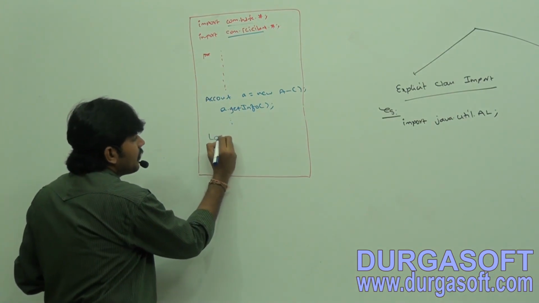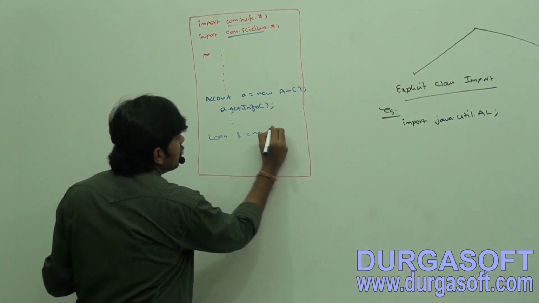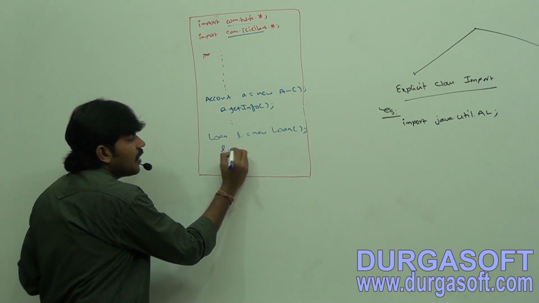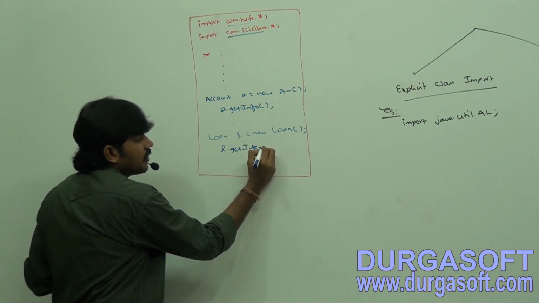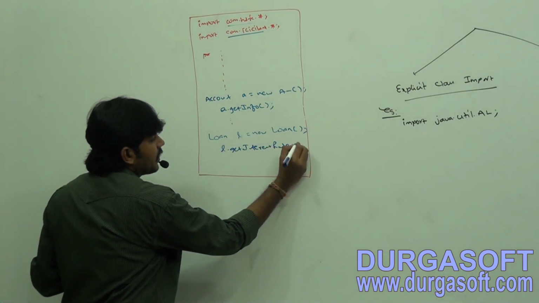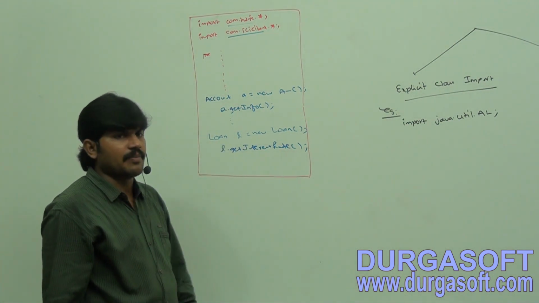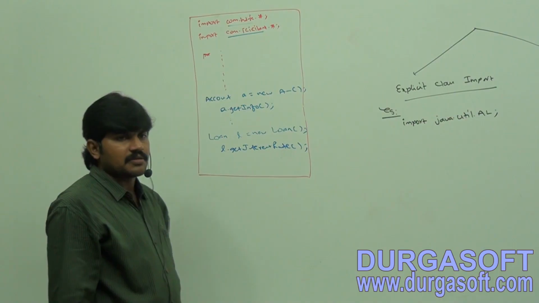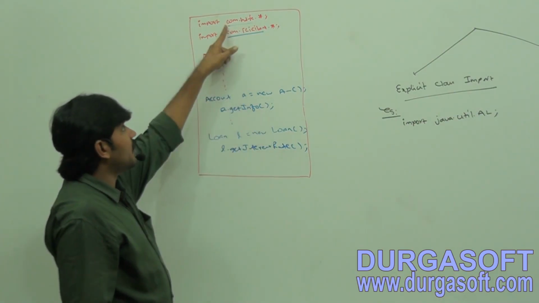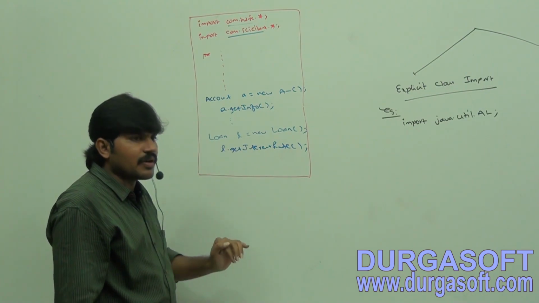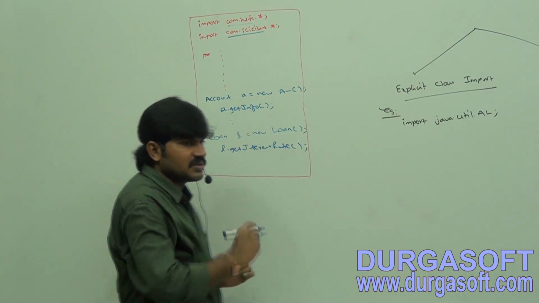Then after some time, there is Loan l = new Loan(), and l.getInterestRate(), some method. Then immediately I checked, boss, where is the loan class available? I checked com.icici bank, I didn't see it. Then I opened com.hdfc, and I saw the loan class is available, right? So after half an hour, I came to know where the loan class is available.